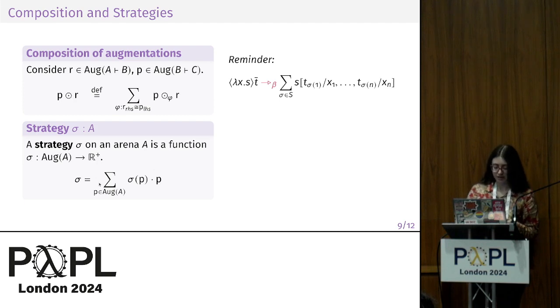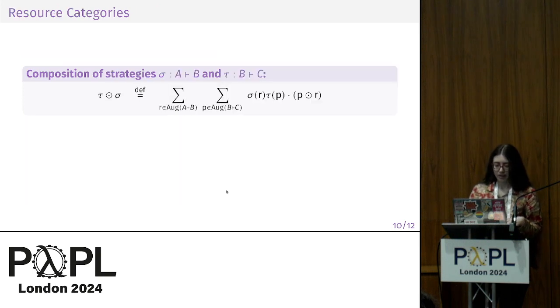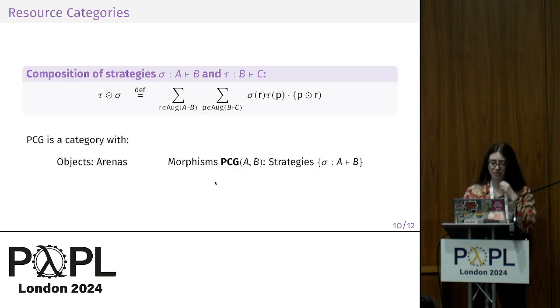And notice that this is exactly the same kind of object as the Taylor expansion, which is defined as a sum of resource terms. So putting everything together, we get a category. I don't have time to go into all the categorical details, but you define composition in the quite obvious way. And then you have a category with objects as arenas, and morphisms, they are just strategies from A to B.